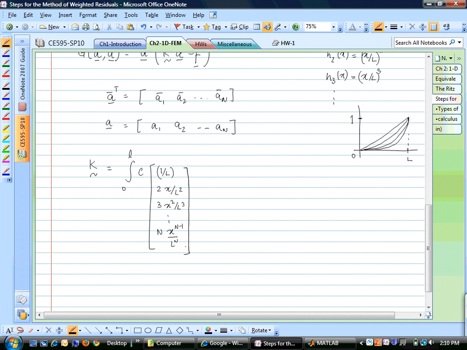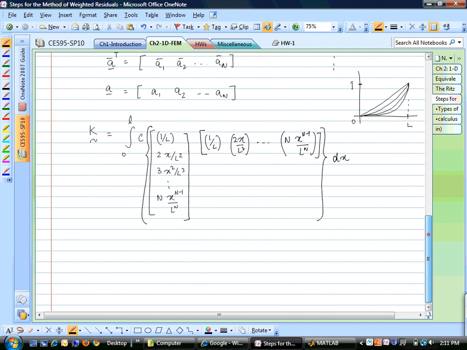So this is our H prime vector. And now we are going to have the same vector but in a transpose way. So we have 2x over L square and so on, all the way up to n times x to the n minus 1 over L to the power n. So this is the last term in our approximation. And you can see that this term in the curly brackets is a column vector multiplied with a row vector. This will give us a matrix. Okay, and each term of that matrix has to be integrated from 0 to L.